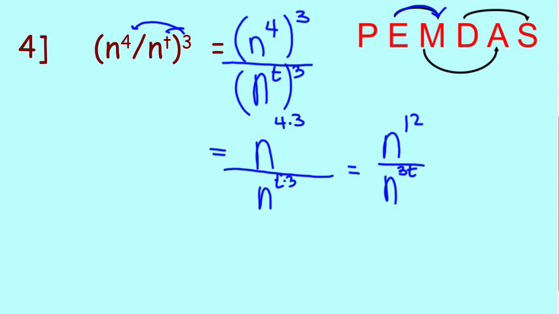Are we done? Can we go any further? We can. We could go ahead and now say these are dividing, so we can subtract those powers. So n raised to the 12 minus 3t, and that would be our final answer.